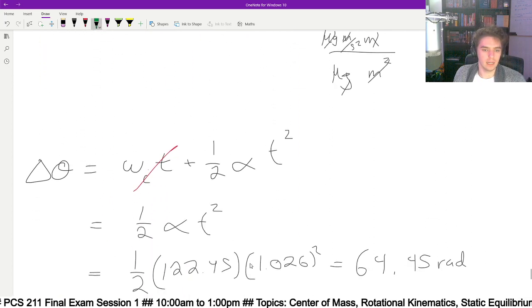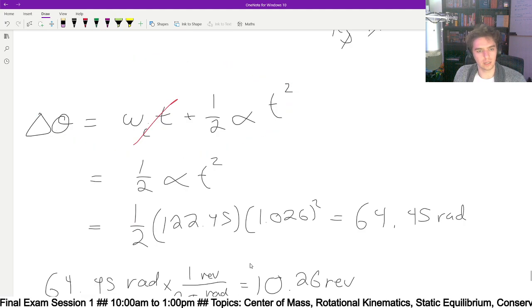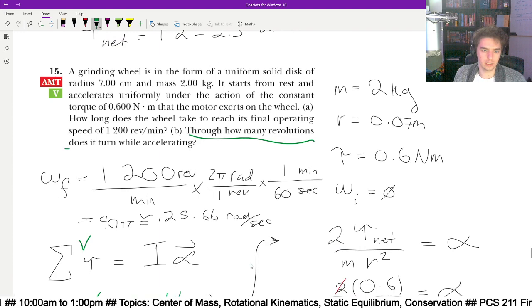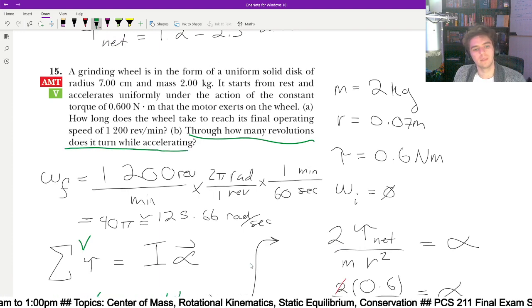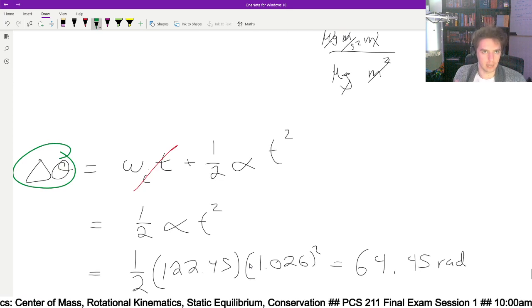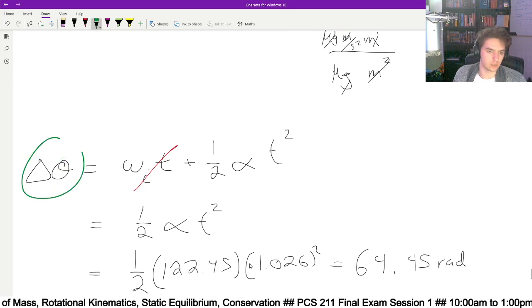Then for part B, I went to this equation, another kinematics equation. I'm looking for delta theta. So let me read the question first. Through how many revolutions does it turn while accelerating? So how many revolutions, that's really delta theta. That's how many times it spins, right? This is just in radians though, right?